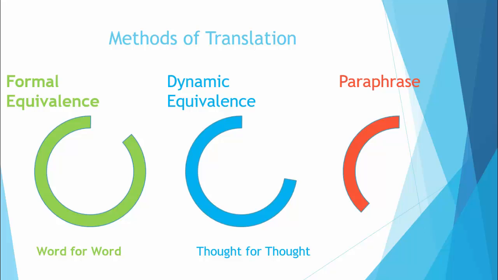Hence, most Bible versions such as the KJV, NKJV, New American Standard Bible are usually formal equivalents, as well as most interlinear and then Young's literal and literal Bible versions.